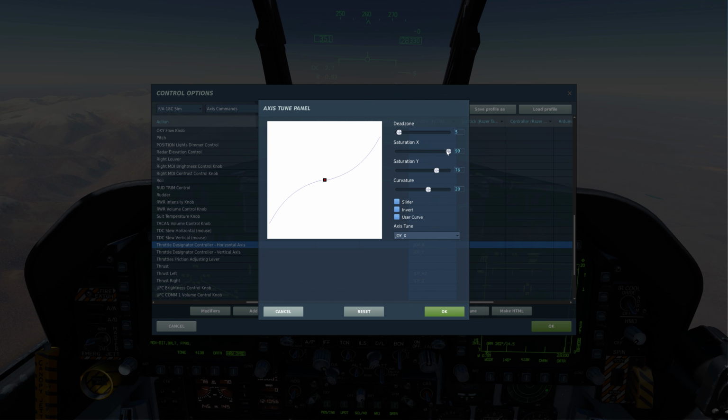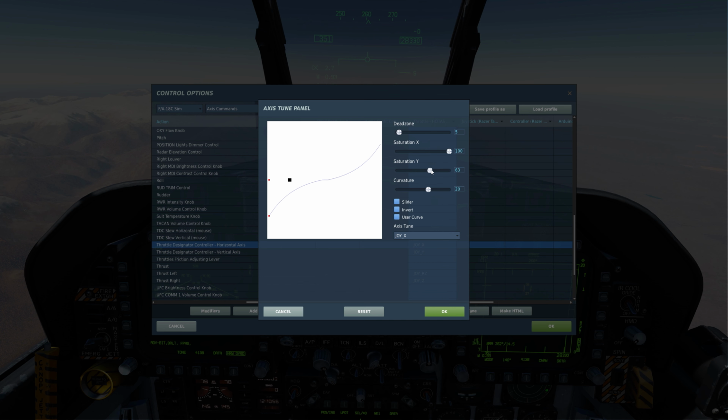Okay? X saturation, okay, reduces the input of the aircraft or the control in the sim. Okay? You are taking away from the ability of the plane. Okay? Y saturation, you're taking away the control. Sorry, I had that reversed. Excuse me. X saturation is taken away from the physical control. Okay? Y saturation is taking away the ability of the sim. Okay? You don't want the sim to be able to turn as fast as it possibly can. You would take away from the Y saturation.